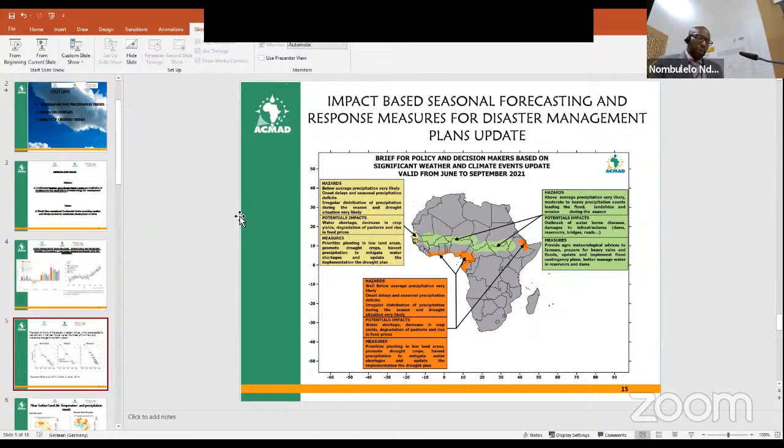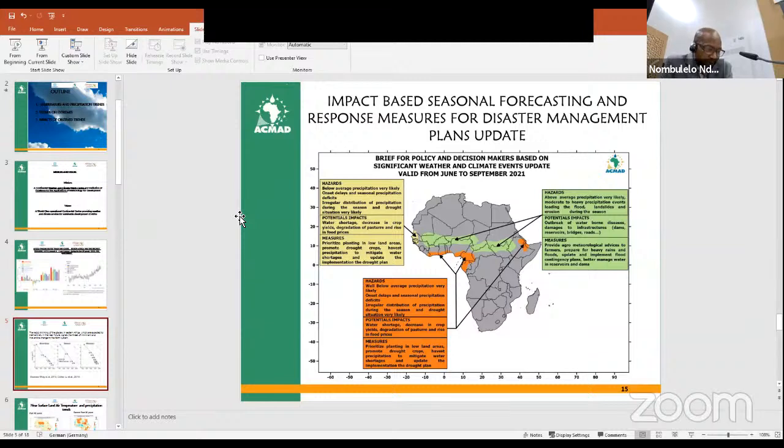Now, this is an example. It was valid from June to September 2021. As we can see, we showed the area with, for instance, the color orange. We just showed the hazard. We say below average precipitation very likely, onset delay, seasonal precipitation deficit, irregular distribution of precipitation during the season, and the drought situation very likely.